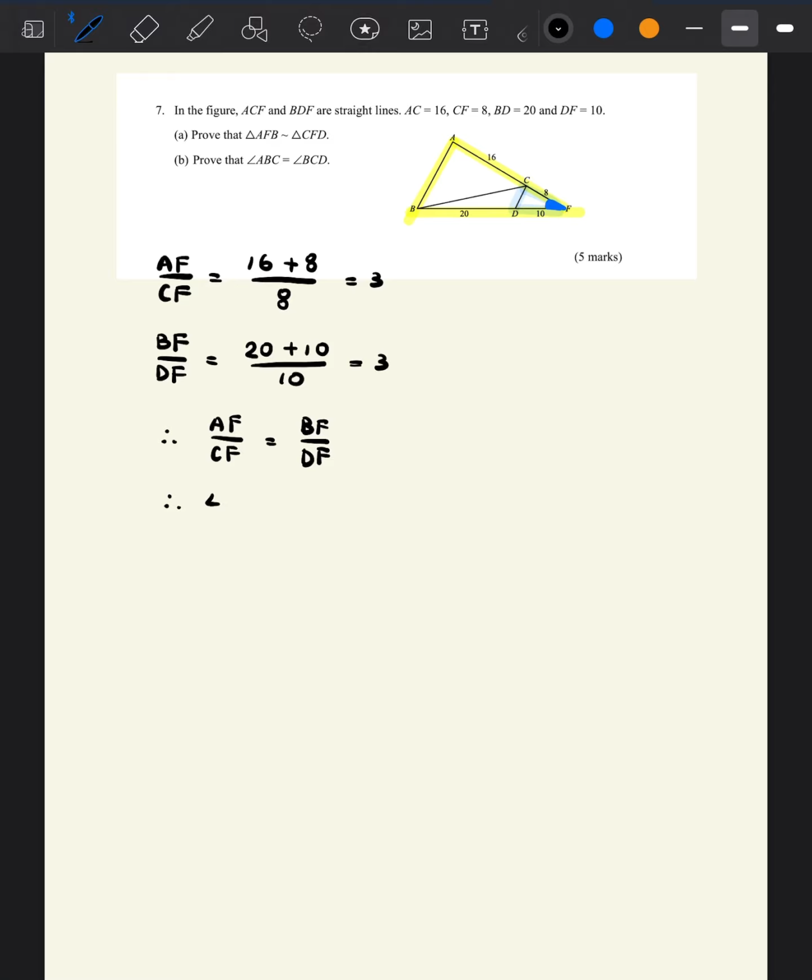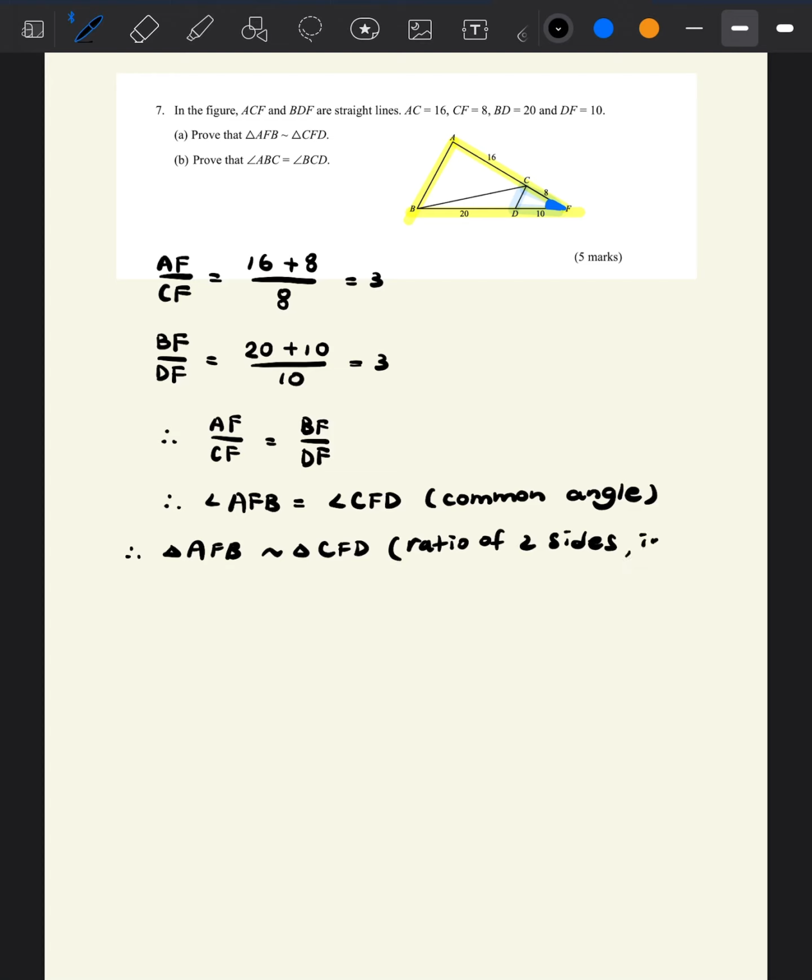And then here comes our angle. A lot of you write angle F equals angle F. Please again write out the full name of the angle. So it is a common angle. Some of you write common side. Please be careful. So therefore, you can say that they are similar, with the ratio of two sides and the included angle. So this is part A.